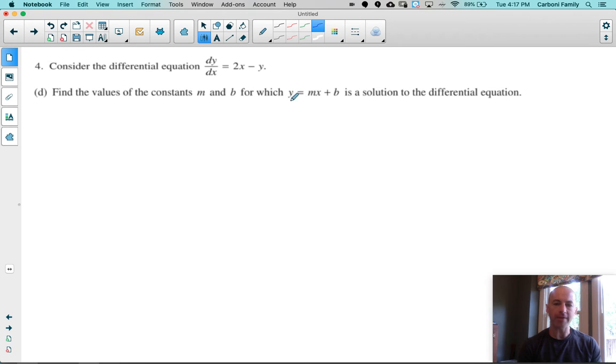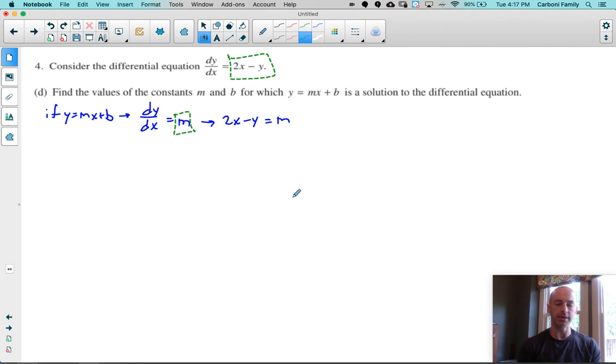Well, first thing I'm going to do is say, if y is equal to mx plus b, then that means the derivative of that solution, dy/dx, would just be the slope of that line. It would just be m. Well, if dy/dx is m, then I could say that 2x minus y is equal to m, because both of those are equal to dy/dx. So I can set 2x minus y equal to m.